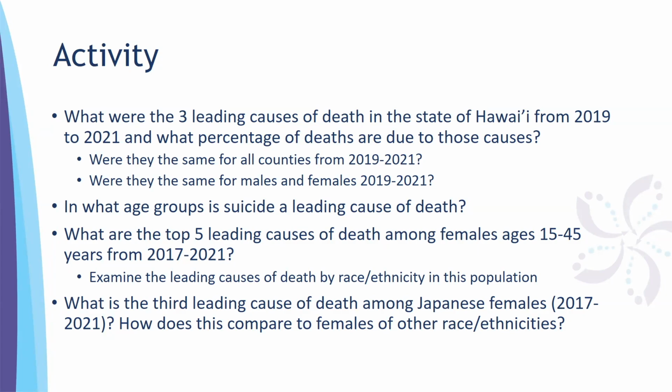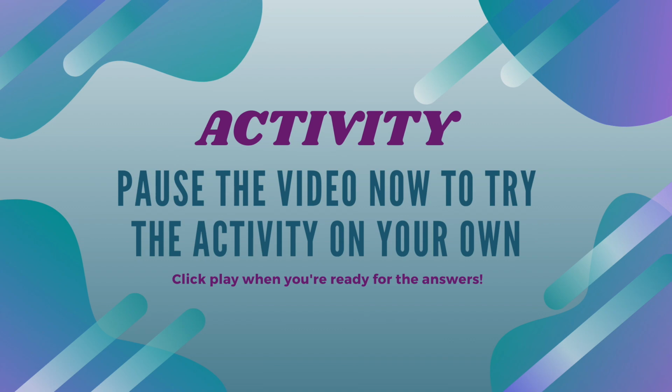And finally, what are the top 5 leading causes of death among females ages 15 to 44? And then take a look at examining those by race ethnicity and see if you can see any differences. And then what is the 3rd leading cause of death among Japanese females for the 5-year period, 2017 through 21, and how does that compare to females of other race ethnicities?